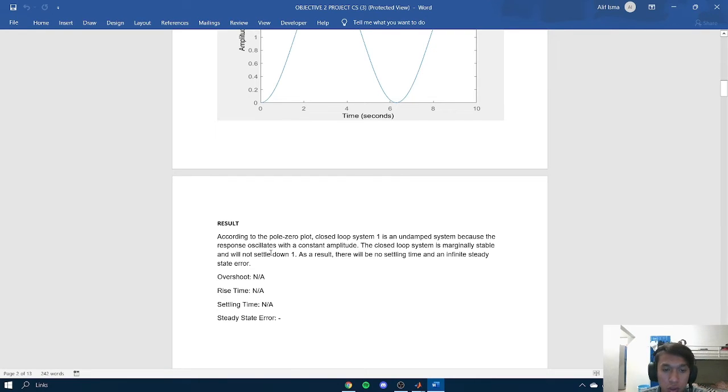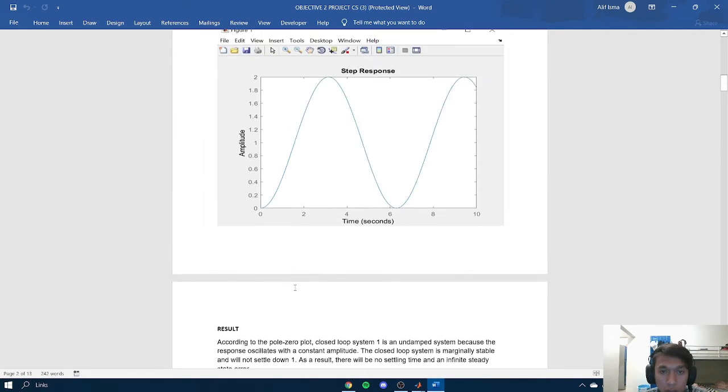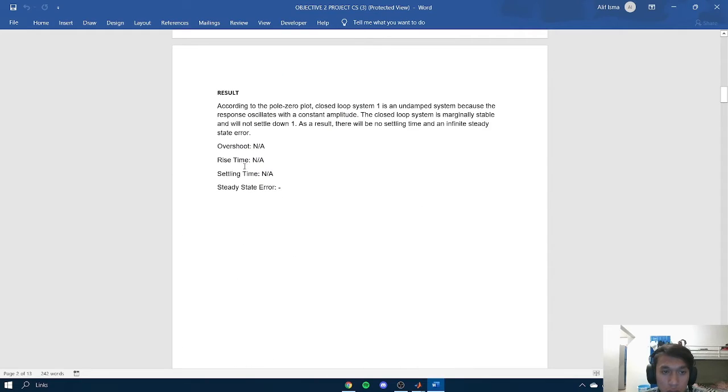As for the result, according to the pole zero plot, closed loop system 1 is an undamped system because the response oscillates with a constant amplitude. The closed loop system is marginally stable and will not settle down. As a result, there will be no settling time and infinite steady state error. So for this graph, there is no overshoot, rise time, settling time, and steady state.